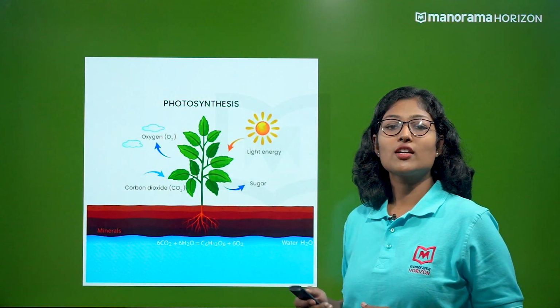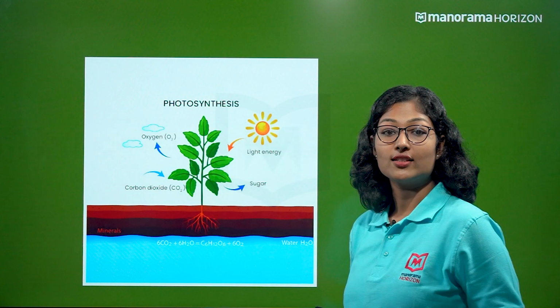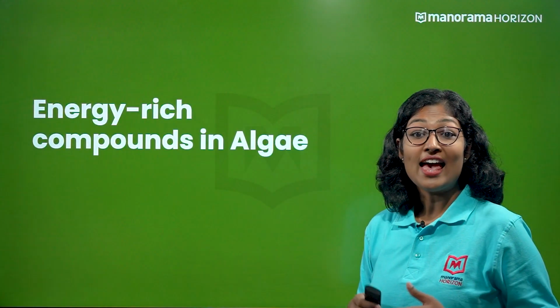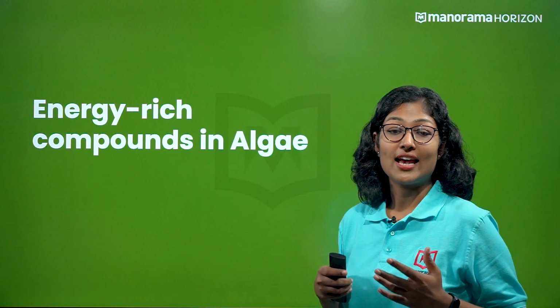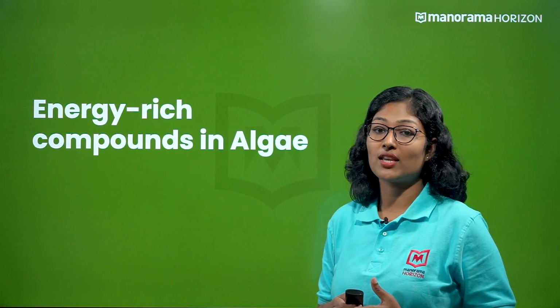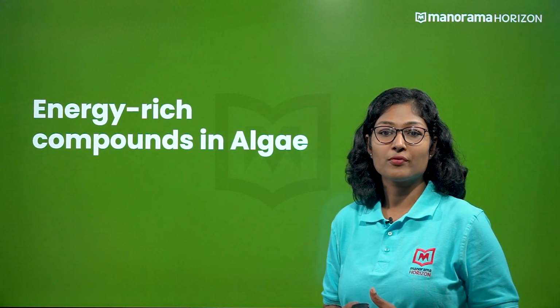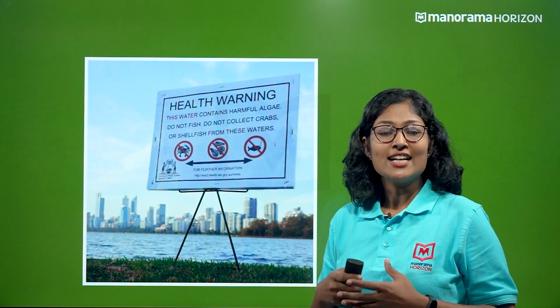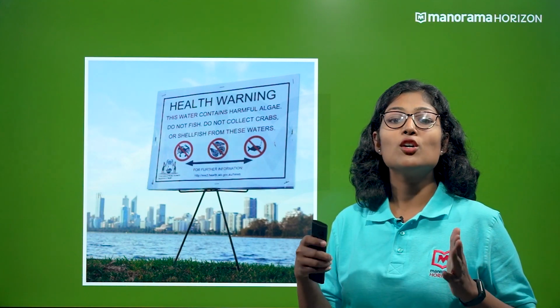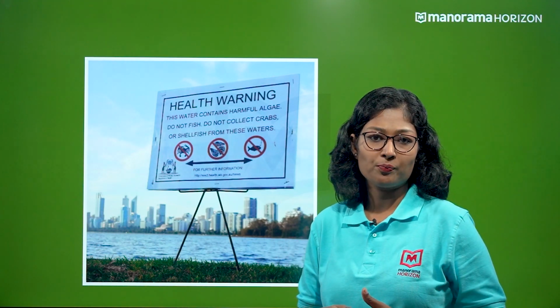Half of the total carbon dioxide fixation on Earth is carried out by algae through photosynthesis. Algae are abundant in energy-rich compounds and they are an important food source for many human societies. While on the flip side, there are toxic algae too, which can poison humans who consume seafood.